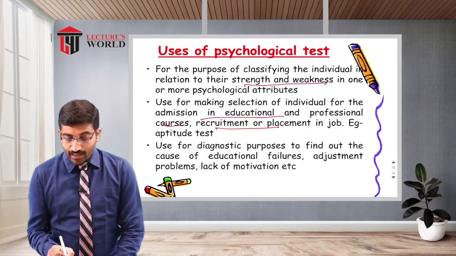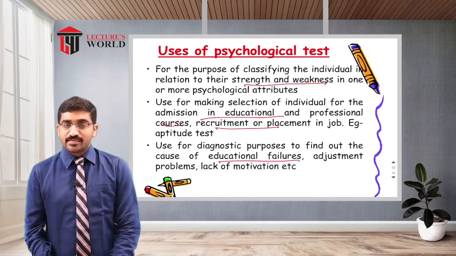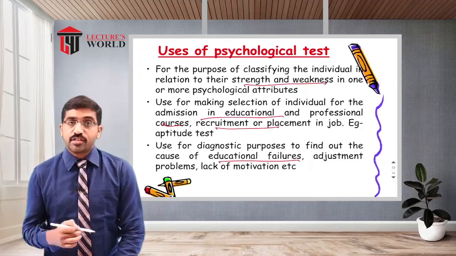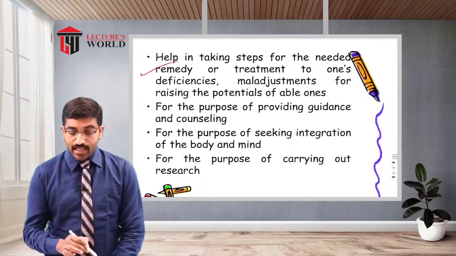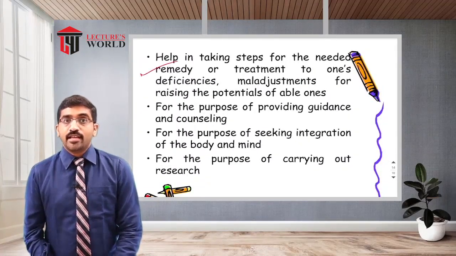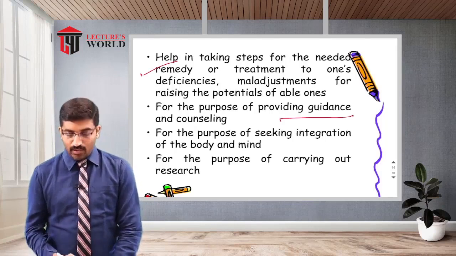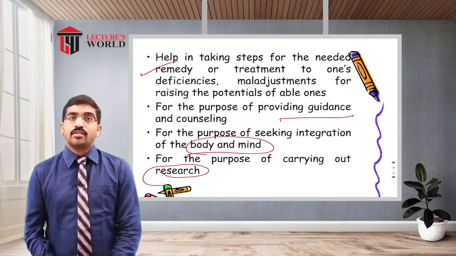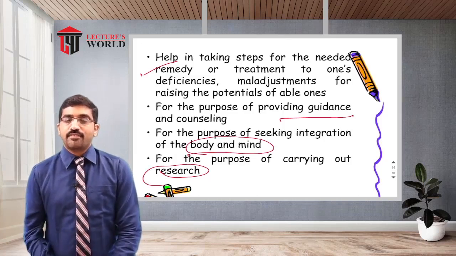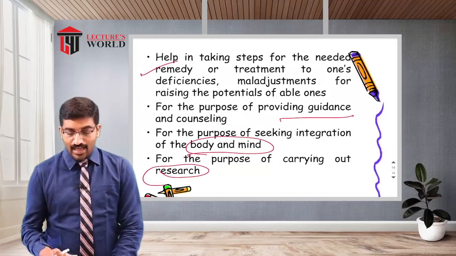Or if I want to understand why my student is failing too much, what is the problem of the student, then an adjustment test can be done, or a motivational test can be done. Or you can help the person to take any measurement. If I identify my student having problems in their education, then I can give some measurements to them. I can provide proper guidance and counseling. I can integrate body and mind. Even it will help me to do some research. Based on the research, I can find that the mobile phone is not good or the mobile phone is bad, whatever it is.